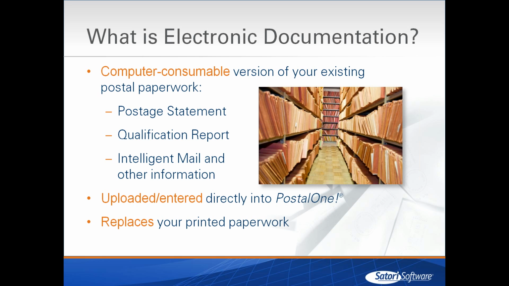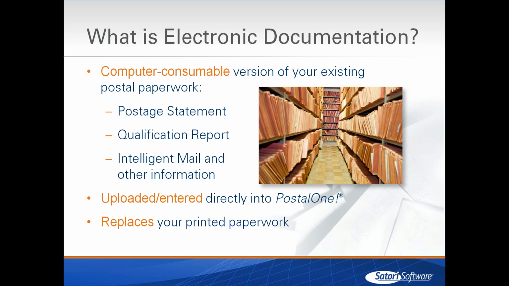What electronic documentation does is take all of that information that would be in your printed forms and put it into an electronic format that automatically sends that information directly into Postal One, which is the program that the mail clerk is using to enter that information into the USPS system. Now, there's actually a lot of information that's stored inside of the files that are used in electronic documentation. It contains all the information that's needed to generate a postage statement and to create your qualification report, so all of the outlines of which trays are included and how they're put together.